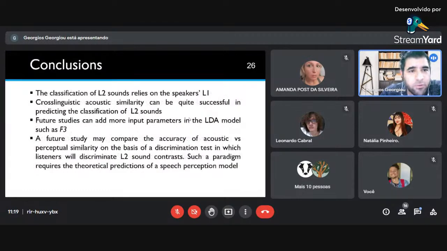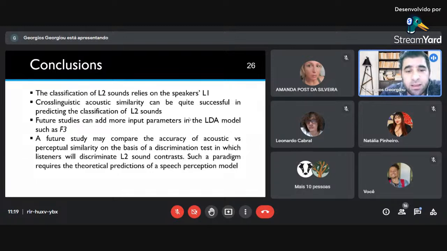So I'm going to finish with the conclusions. The classification of L2 sounds relies on the speaker's first language. Cross-linguistic acoustic similarity can be quite successful in predicting the classification of L2 sounds. Future studies can add more input parameters in the LDA model, such as the third formant.